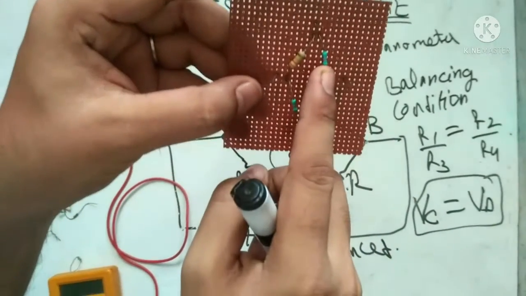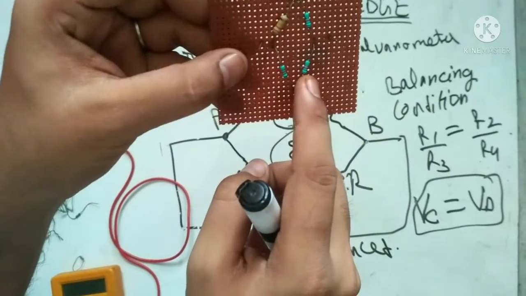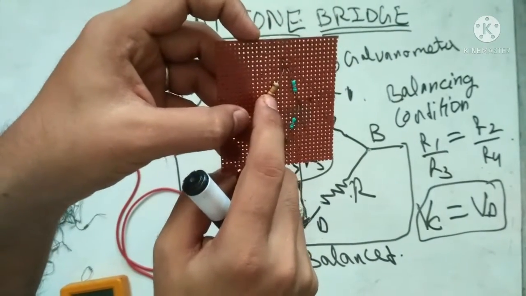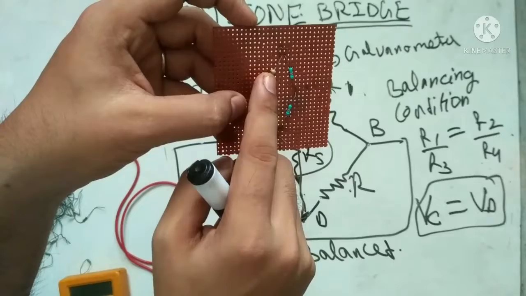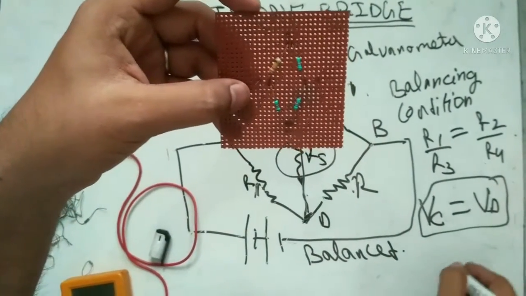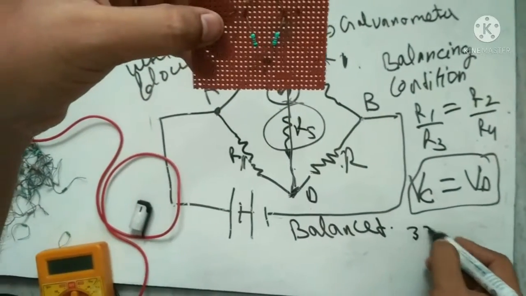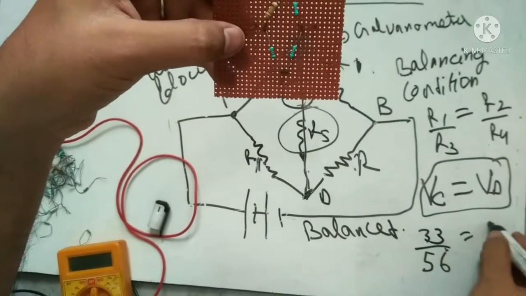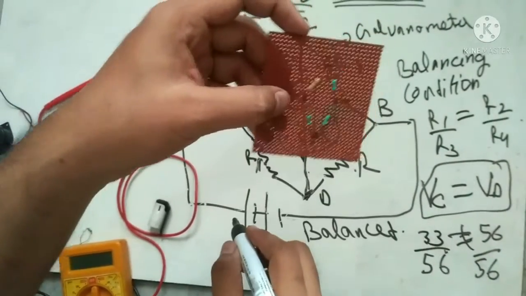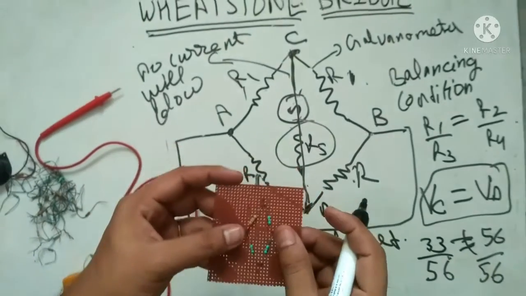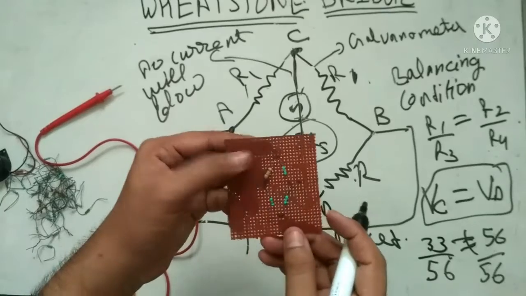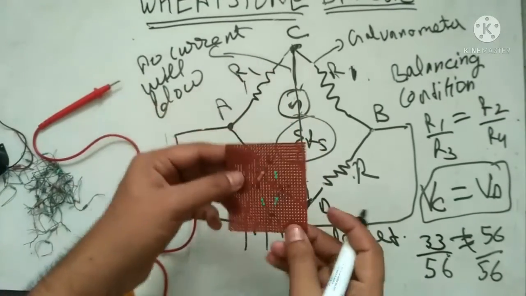So students, this is a 56 kilo ohm resistance, this is 56 kilo ohm, this is 56 kilo ohm, and this is a 33 kilo ohm resistance. So three resistances are the same and the fourth resistance is not the same. So students, if we check the condition, 33 upon 56 is not equal to 56 by 56. So if we connect the battery here and the voltmeter here, there must be some potential difference according to our theory. So let's check our theory.